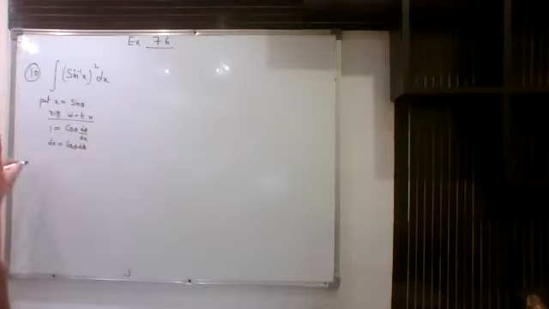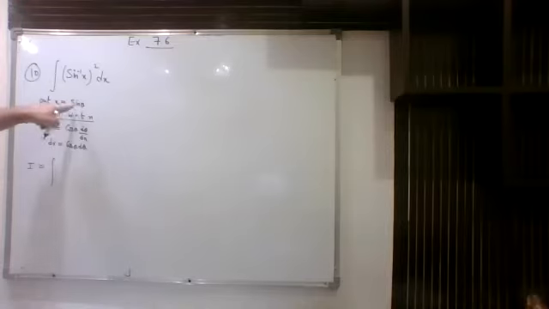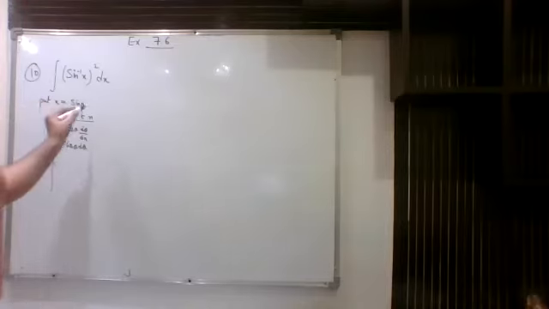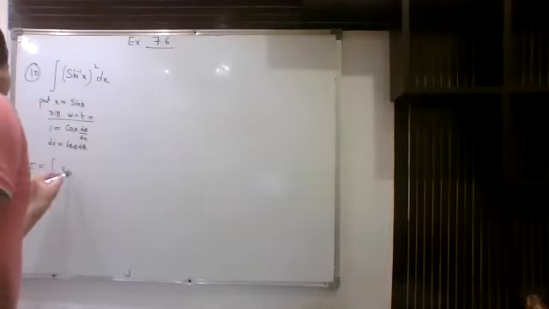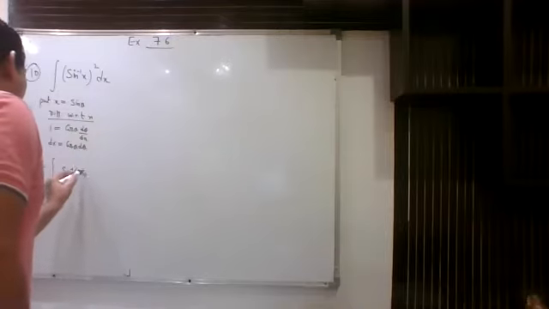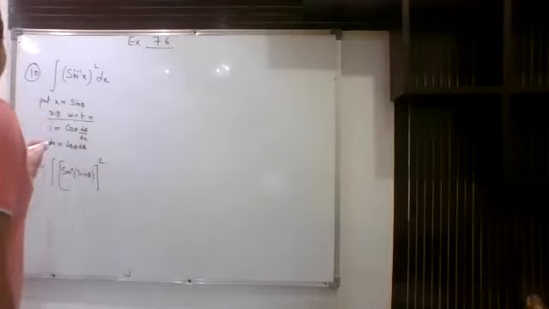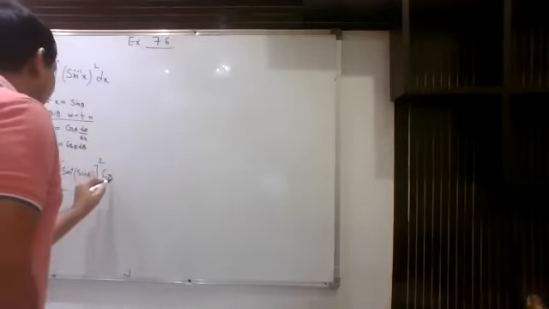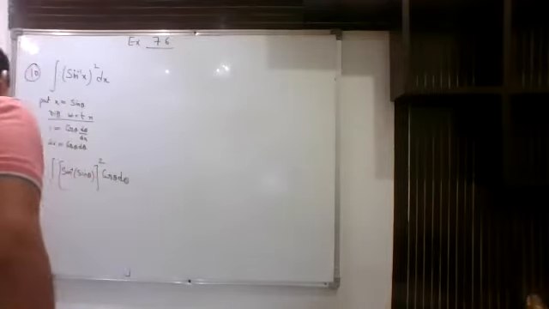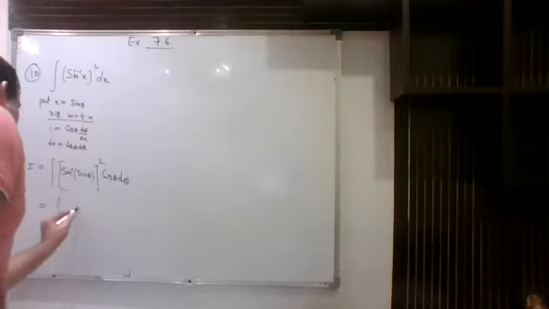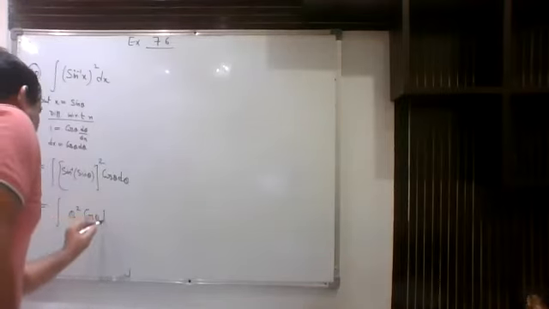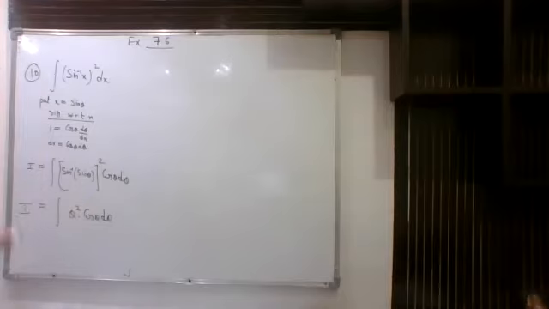Now let us change the question to theta form. In place of x, we have sine inverse sine theta to the power of 2, and in place of dx we can write cos theta d theta. So I can rewrite this as theta square into cos theta d theta. This will be the conversion of this particular question in terms of theta.